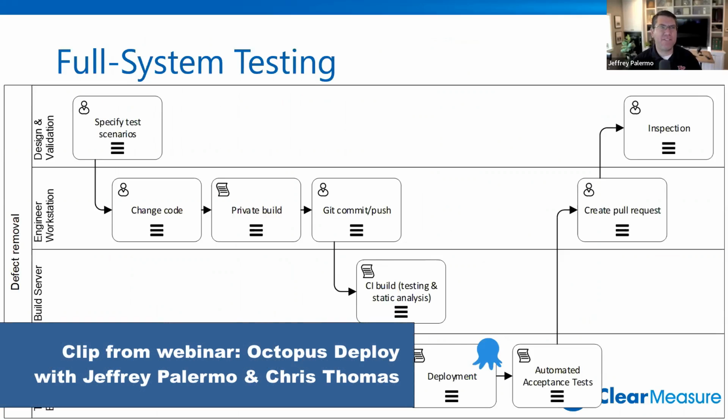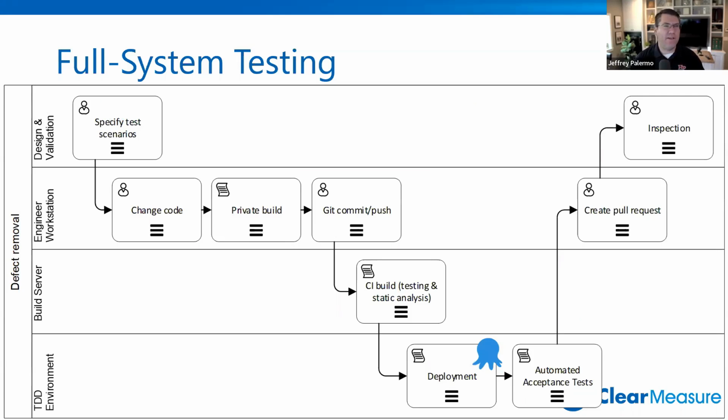Let's talk about the full system testing and the pull request, and how the pull request process fits in. This is your flow when you've integrated Octopus Deploy in, where you have a feature branch that someone's working on at their engineer workstation. Look at this activity diagram, where in the second row, these things happen on the engineer workstation: changing the code, actually making the change to the software, running the private build, doing a git commit, pushing it up to the feature branch.